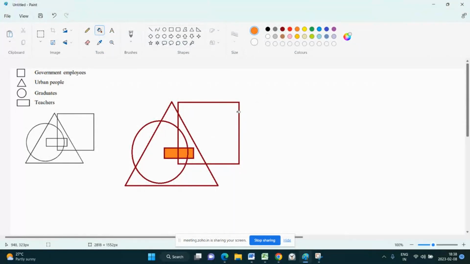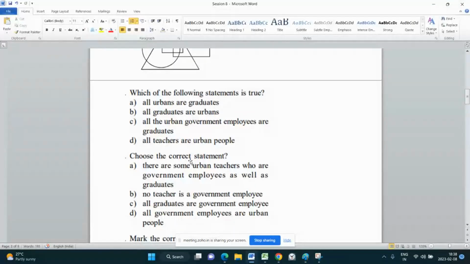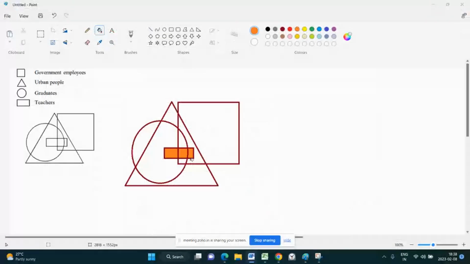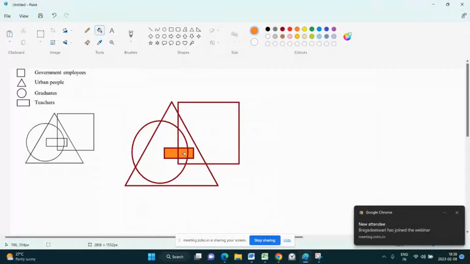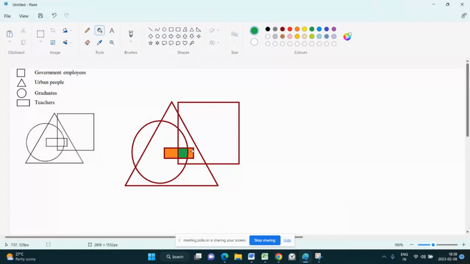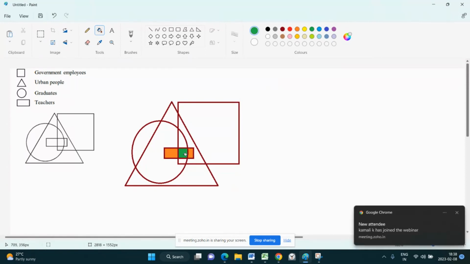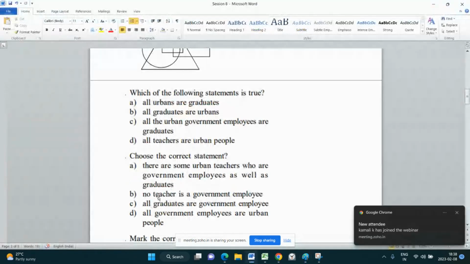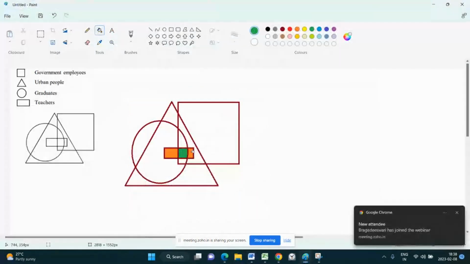The square, yes, government employees as well as graduates. As well as graduates is this. Some urban teachers are government employees as well as graduates because they come within this circle. So this is correct. They come within this square and this is correct. Yes. No teacher is a government employee. It's wrong because the government employees are here already.